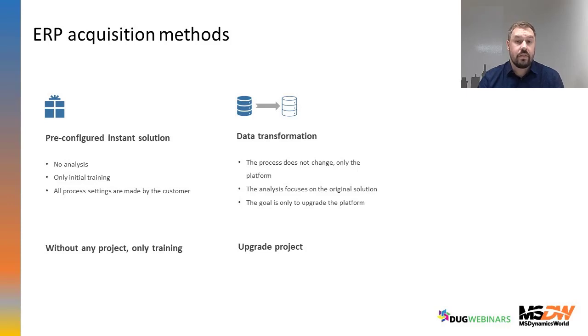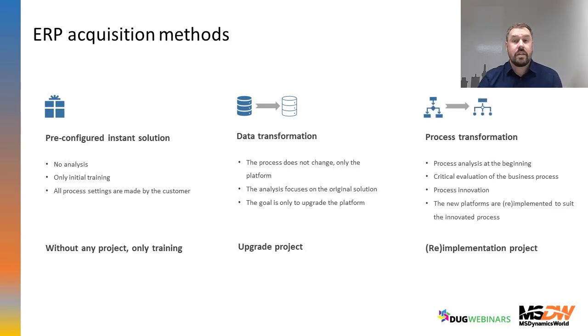But another type of ERP acquisition method is data transformation. So this is for us the upgrade project. And the third type is process transformation, which means re-implementation projects. There is a difference that data transformation is focused on analyzing the original solution and the current state and changing the platform with minor modifications of the original solution.